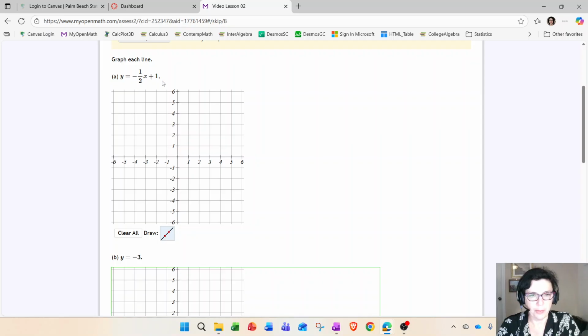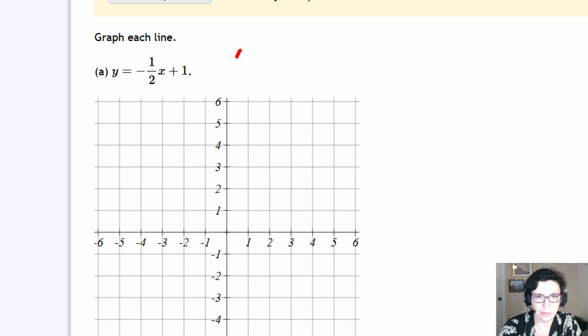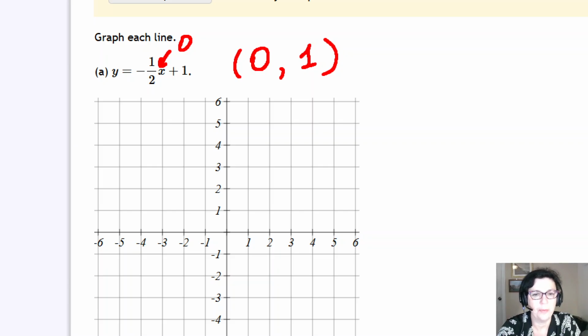So for this example, the first thing we're going to identify is what is our y-intercept. So our y-intercept is going to be when x equals 0. So if we plug 0 over here for x, what is that going to do? Well, 0 times any number is 0. And then we're just going to have a +1, which is 1. So 0, 1 is going to be your y-intercept. So 0, 1, that's going to be over here.